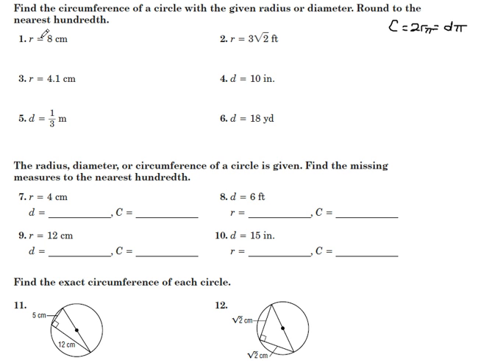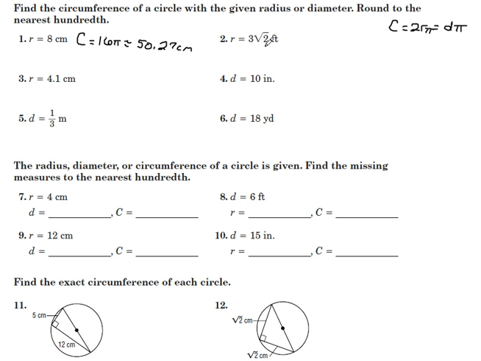Okay, so here we're given the radius. 2 times the radius is 16. So we have 16 pi, and plugging that in the calculator yields 50.27 centimeters. As the directions say, round to the hundredths.